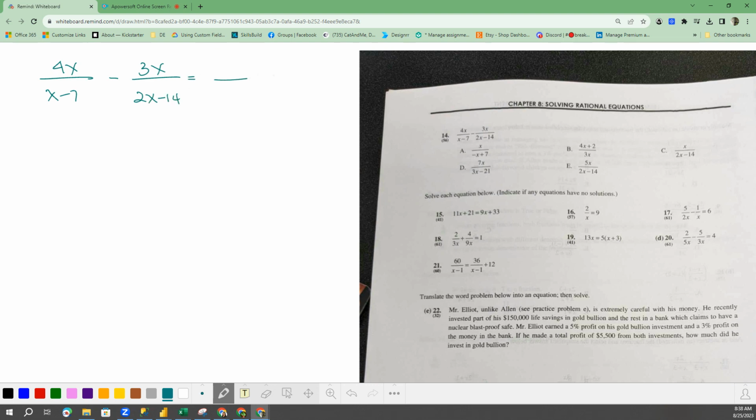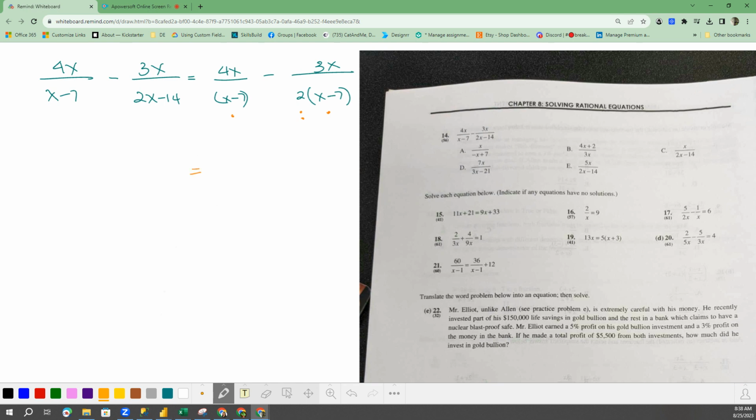Okay, so let's factor this out. x minus 7 is just by itself, so x minus 7 inside of parentheses because it's a binomial. 2x minus 14, you factor out the 2 and you have x minus 7. Copy the numerators. Okay, let's do the dots. You have x minus 7 is 1 dot and then 2 is 2 dots.